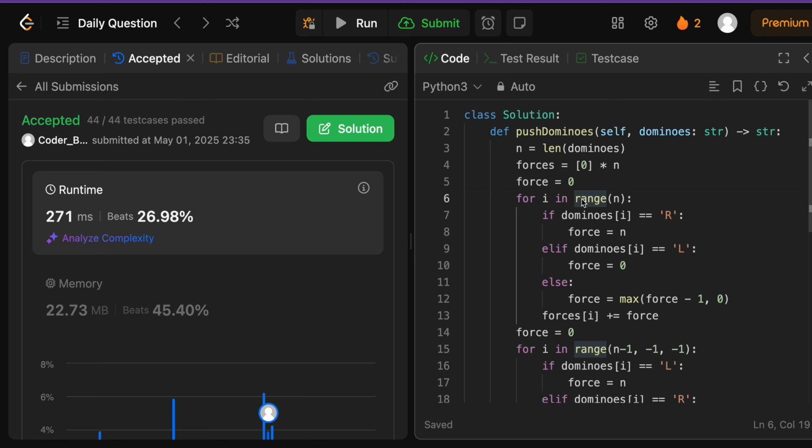And it's a very, very classic simulation and greedy type problem to model this real world physical problem.